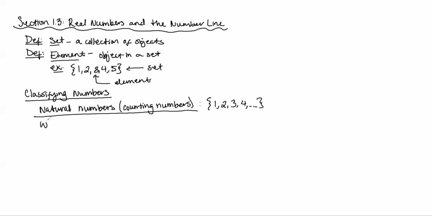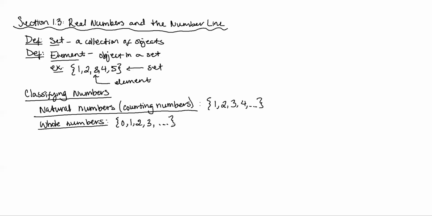The next set of numbers, and these are all just going to kind of build on one another. These numbers are called the whole numbers, and whole numbers are just all of the natural numbers plus 0. So we're just going to start at 0 and go up from there. So 0, 1, 2, 3, and so on.